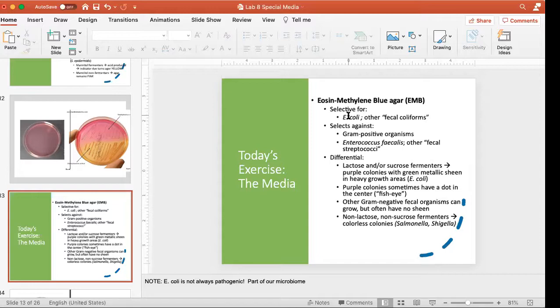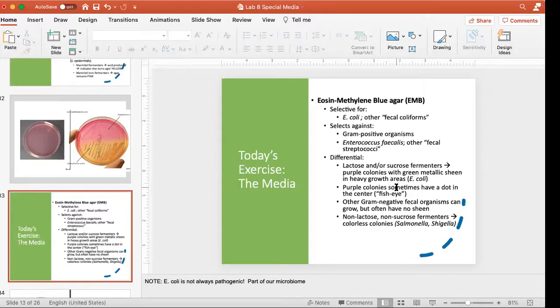This agar is able to tell the difference between E. coli and its closely related cousins, the other intestinal gram-negative bacteria. E. coli will be purple, but it will also have a very distinct green metallic color. And you will especially see this where there are lots and lots of cells growing. Sometimes you'll also see some of the purple colonies have this little dark area right in the middle. We call these fisheye colonies. I'll show you a picture in just a minute.